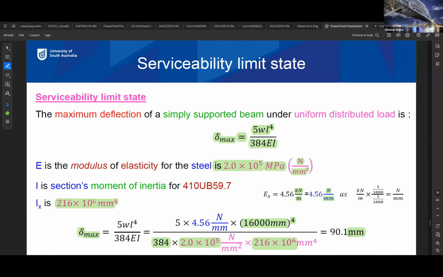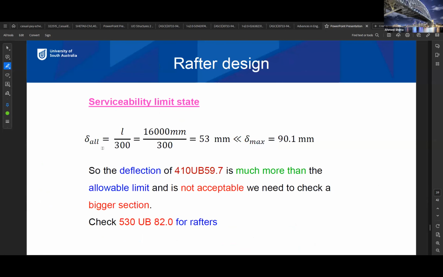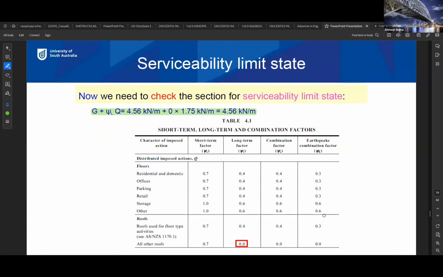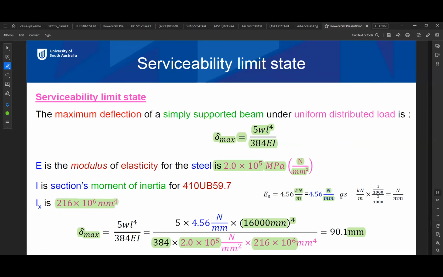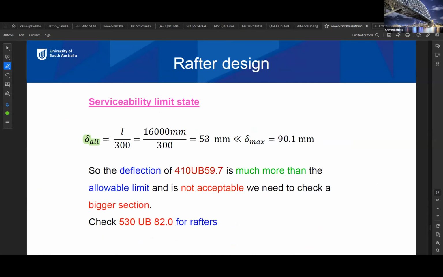What you need to do is complete this answer, because this is not only for calculating the deflection. This is not the check. The check means you check something against something else. So this is the deflection of the beam, and we need to compare it to the allowable deflection from the standard. What is the allowable deflection? L over 300. Where do we get this again? From this table here, the span over 300. So span 16 meters over 300, 53.